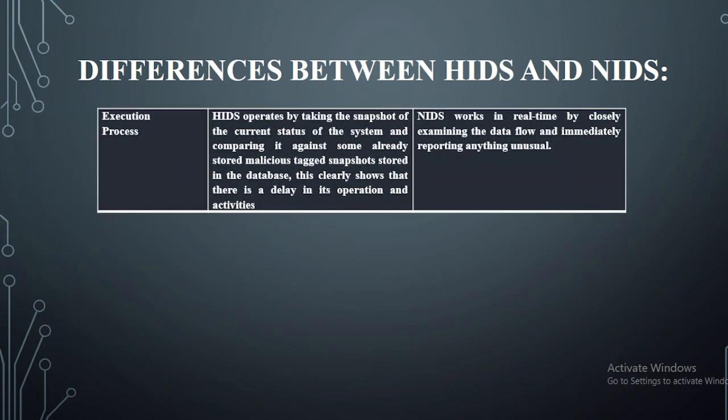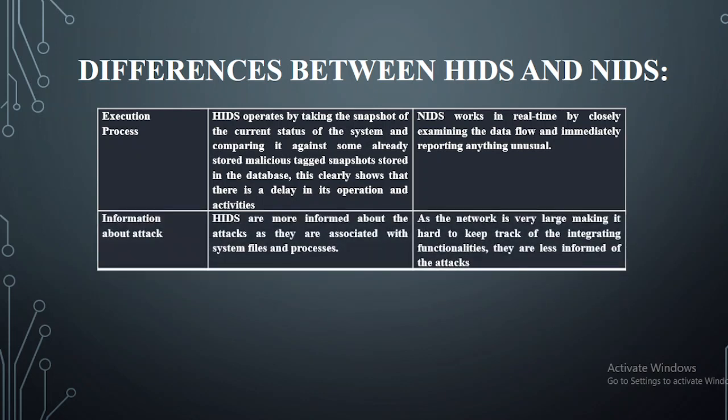Let us continue with the differences. Let us look at the execution process. HIDS operates by taking a snapshot of the current status of the system and comparing it against already stored malicious-tagged snapshots in the database. This clearly shows that there is a delay in its operation. NIDS works in real time by closely examining the data flow and immediately reporting anything that is unusual.